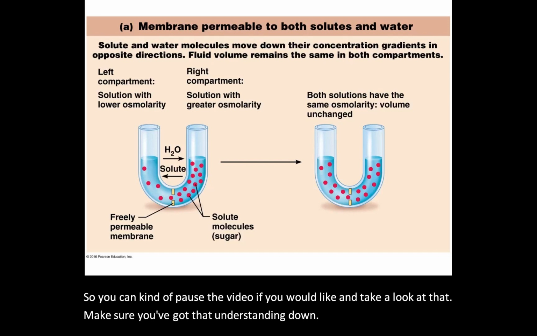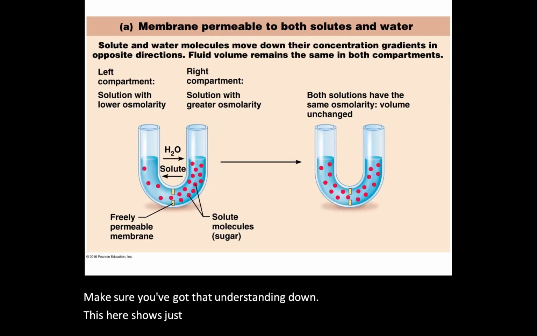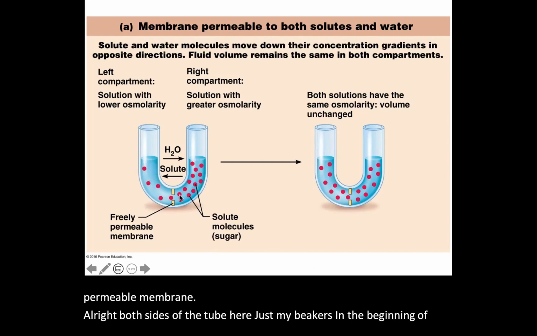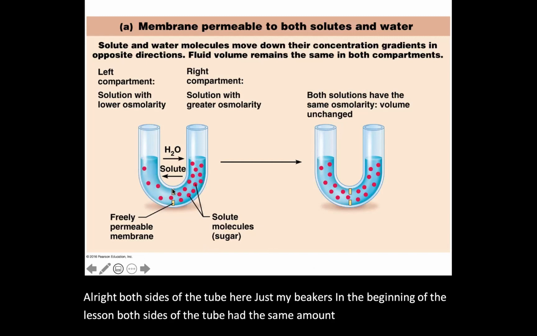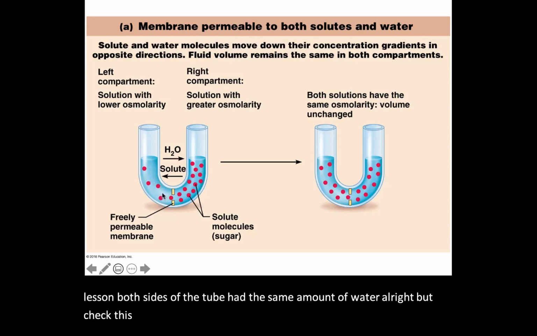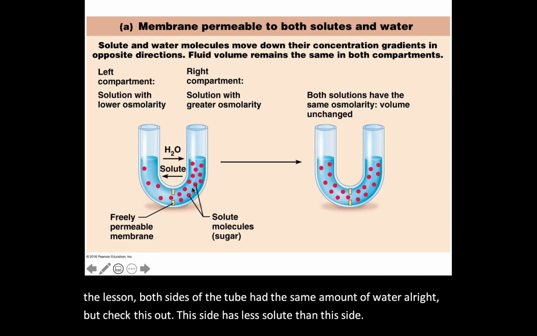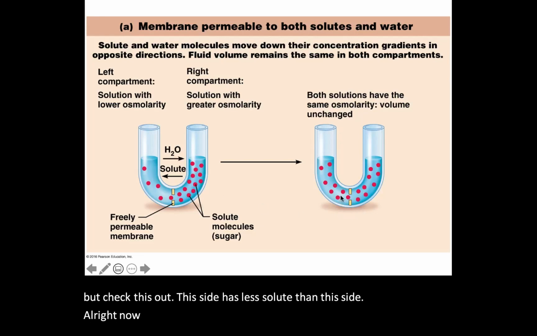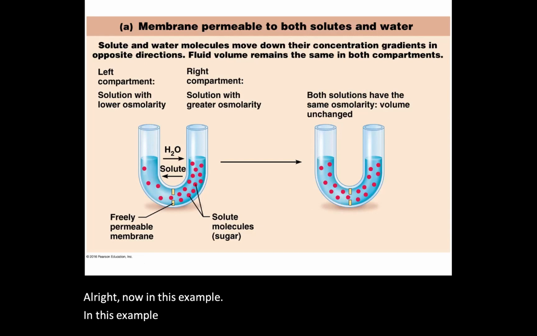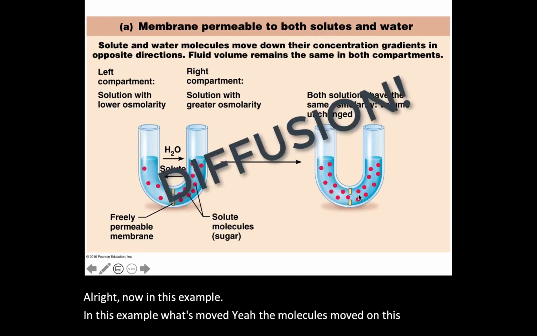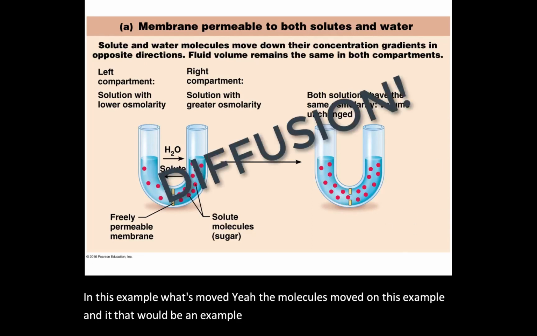This here shows just again this idea of permeability across a semi-permeable membrane. All right. So both sides of the tube here, just like my beakers in the beginning of the lesson, both sides of the tube have the same amount of water. All right. But check this out. This side has less solute than this side. Now in this example, what's moved? Well, yeah, the molecules moved in this example. Right? That would be an example of pretty much diffusion.